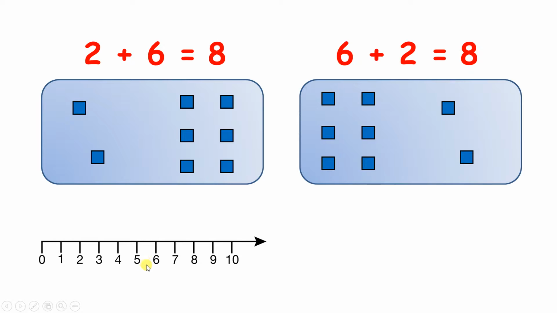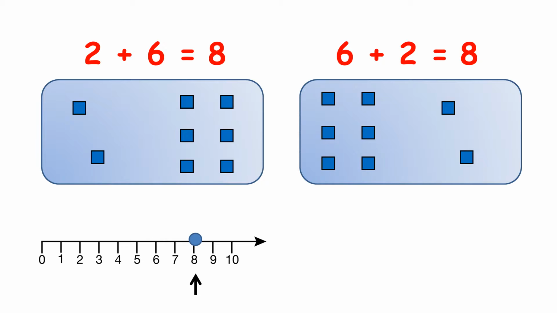So here's a number line to 10. If I want to do 2 add 6, I can start on 2, then I can make 1, 2, 3, 4, 5, 6 jumps. And you can see that I've landed on the number 8, so that's my answer.